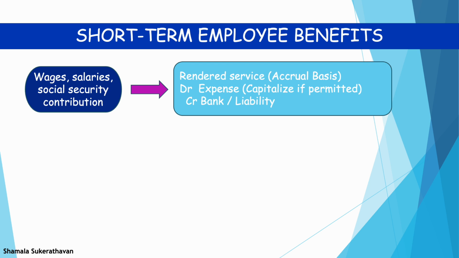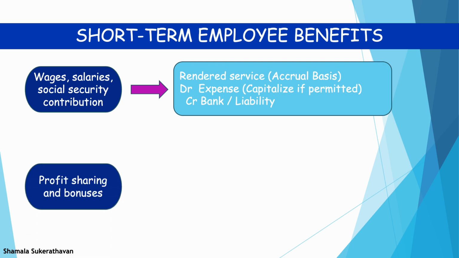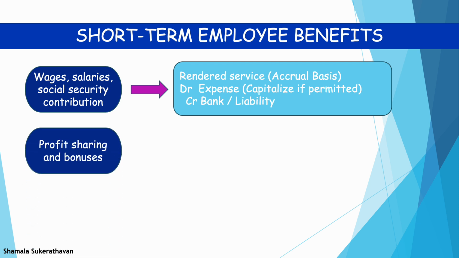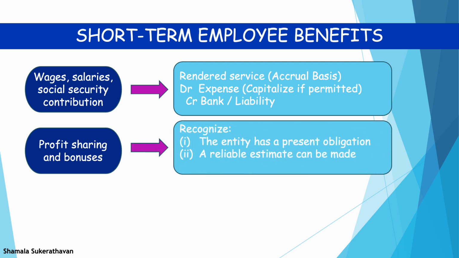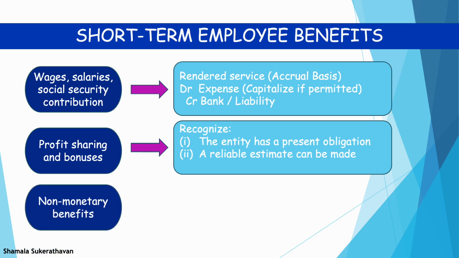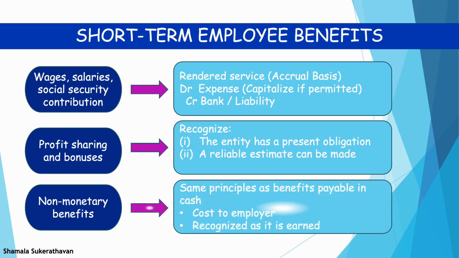An entity shall recognize the expected cost of profit sharing and bonus payments when and only when the entity has a present obligation, either legal or constructive, to make such payments as a result of past events and a reliable estimate of the obligation can be made. In the case of non-monetary benefits, costs recognized shall be based on the same principles as benefits payable in cash. That is, it should be measured at cost to employer of providing the benefit and recognized as it is earned.